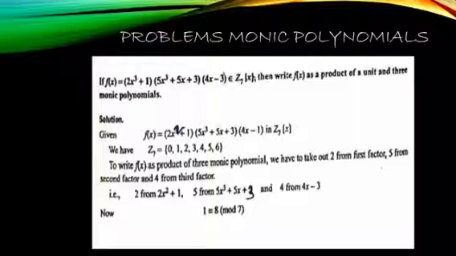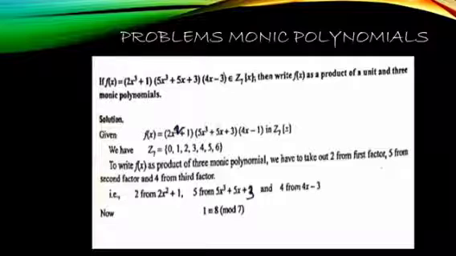Then write f of x as a product of a unit and 3 unique monic polynomials. Given f of x is equal to, there's a correction, (2x square plus 1) into (5x cube plus 5x plus 3) and (4x minus 1) in Z7 of x. So what is Z7? Starting with 0 and ending at 6. To write f of x as a product of 3 monic polynomials, we have to take out 2 from the first factor, 5 from the second factor, and 4 from the third factor.